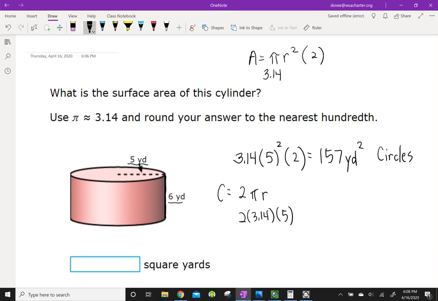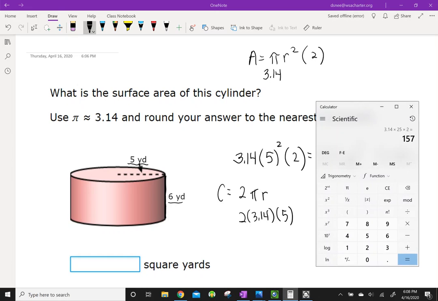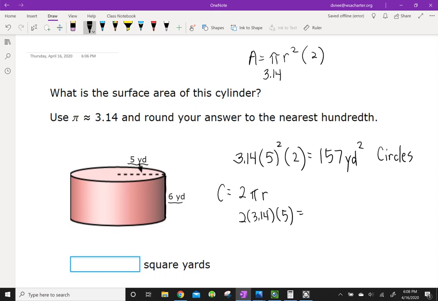Okay, and this is going to give us the circumference, which we then need to multiply by the height. So let's do this. 2 times 3.14, some of you may already see where this is going, times 5 equals 31.14. If we would have looked at this a little closer, 5 times 2 is 10, and I could just multiply by moving my decimal over 1 place. So that's 31.4. That's the circumference.